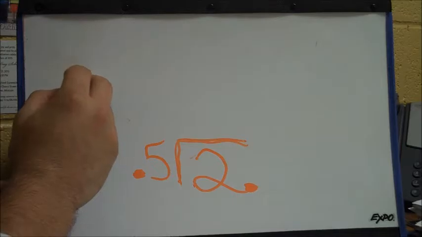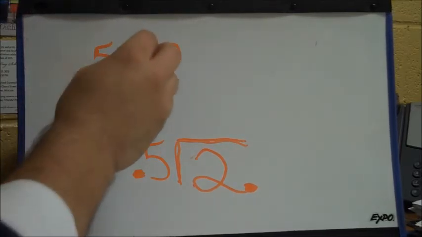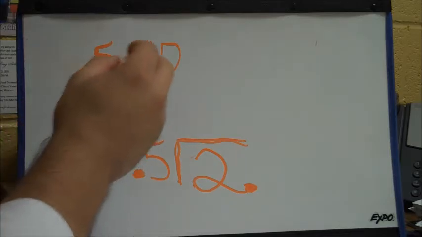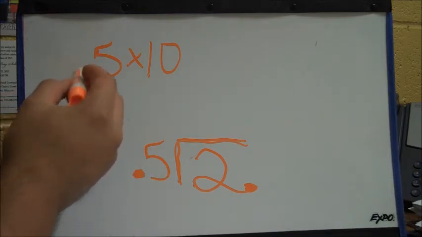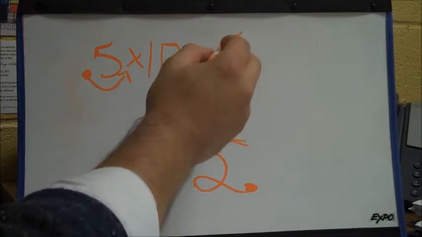If you remember, if I take 0.5 times 10, this is 10 to the power of 1, right? Thinking back a few lessons, that just means that we simply have to move the decimal to the right 1, and that's going to give us a number of 5.